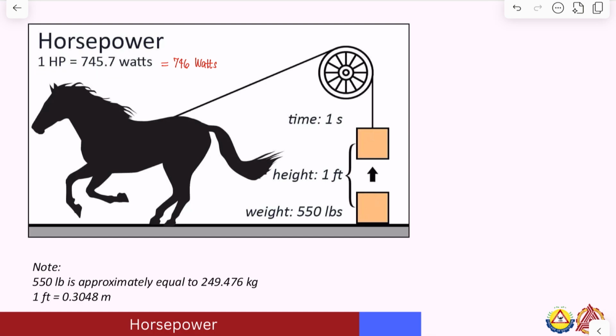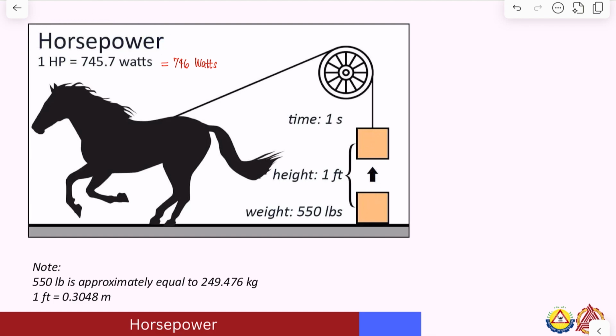If you have a weight of 550 pound mass, and you have to lift that 550 pound mass, because it is a British unit, right? To a height of 1 foot, and you have to do that lifting in 1 second. That's how fast the time should be. Then the power to do that is exactly what we call the horsepower.